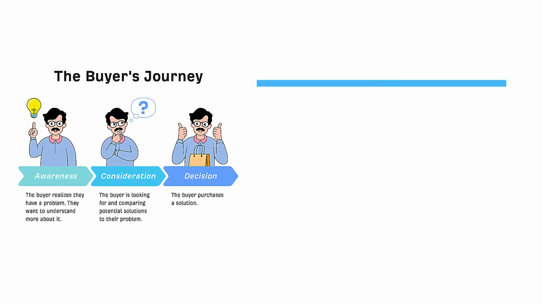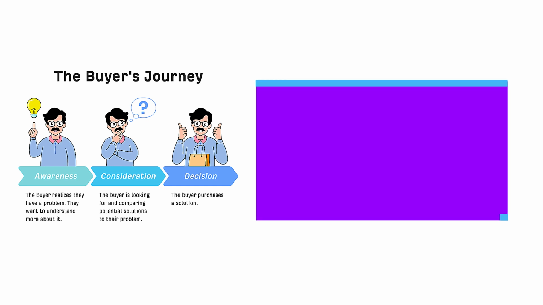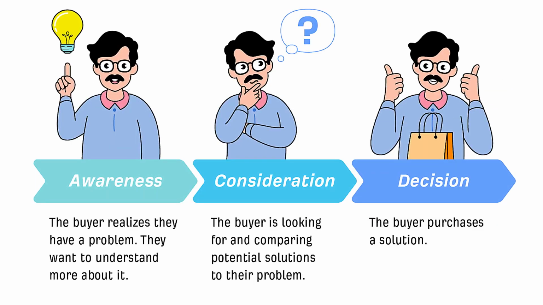So first and foremost, before you do keyword research, you need to understand the buyer's journey. So I've got a little image here by Ahrefs. It goes over 3 main stages: there's the awareness stage, there's the consideration stage, and then there's the decision stage.